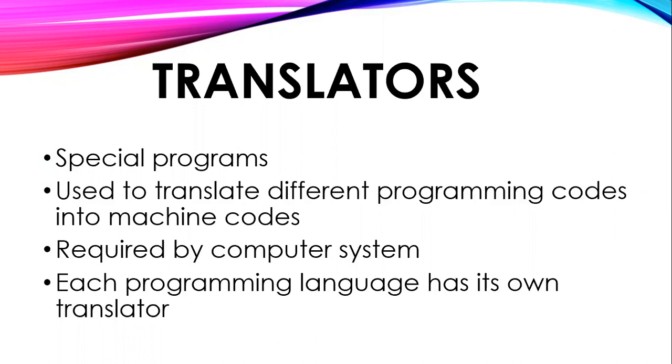So for this purpose, a computer system uses translators. What are translators? Translators are special types of programs, and the job of a translator is to convert an assembly language code or a high level language code into machine code. Translators are required by the computer system, and each programming language that we install in our computer system has its own translator. Meaning during the installation of a programming language, the translator of the same language is also installed.